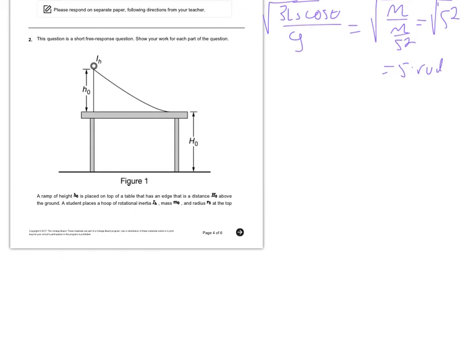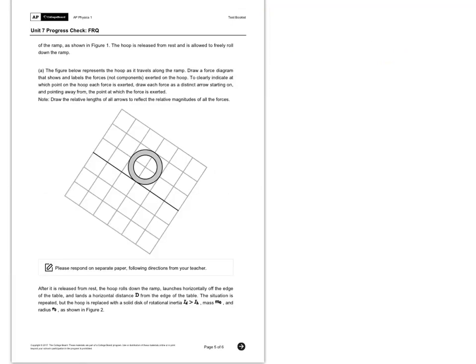Okay, so short for response question, we have a ramp where you have a hoop placed at the top, mass m0, radius r0 at the top. So here's our picture. To the next page, it wants us to show the force diagram for the forces exerted on the hoop as it rolls down the ramp.